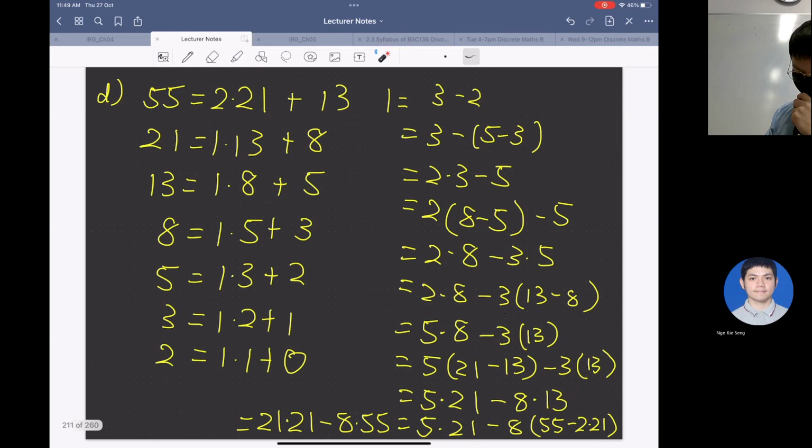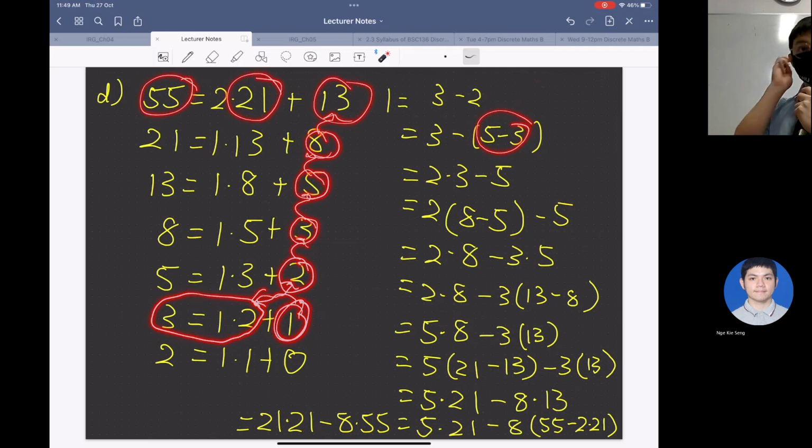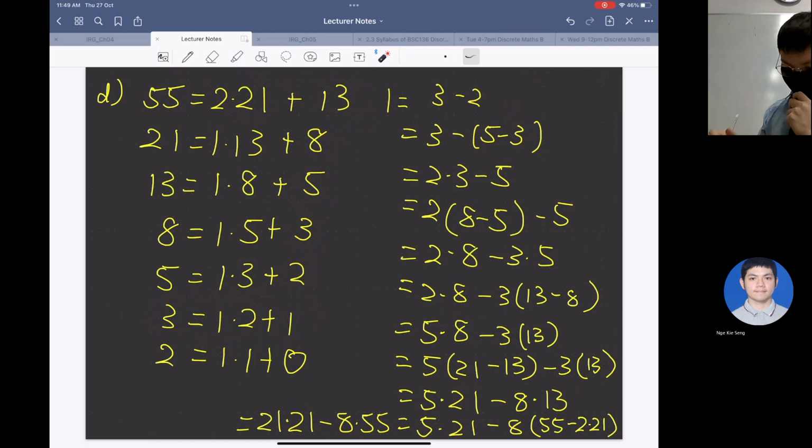So part B, yeah, similar, you see. The GCD, if you notice, is actually the last remainder here. And then you just substitute back the equation for the remainder. And then you keep going up a step, going up a step, going up a step, until you reach 21 and 55. Then you will write the GCD as a linear combination of 21 and 55.